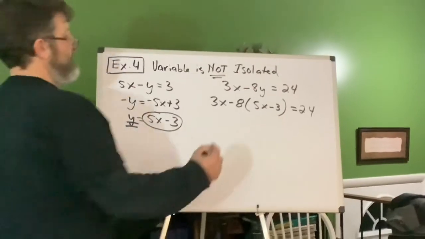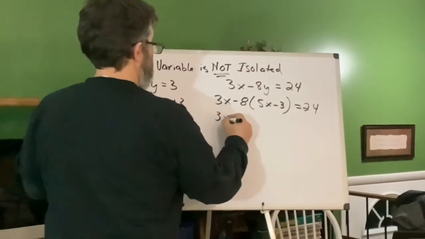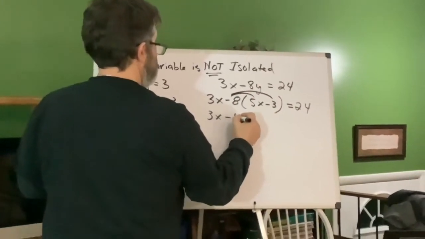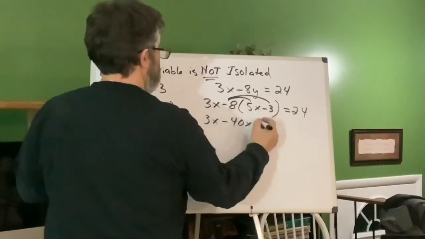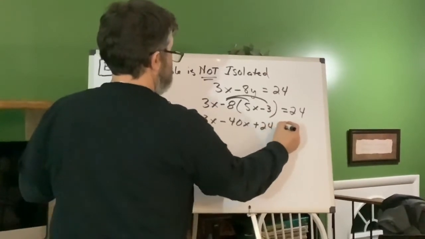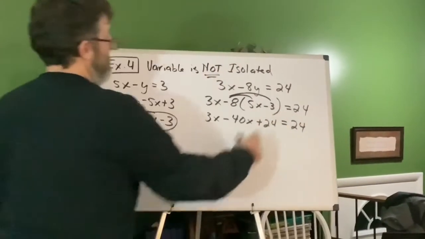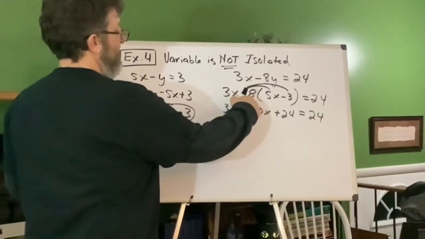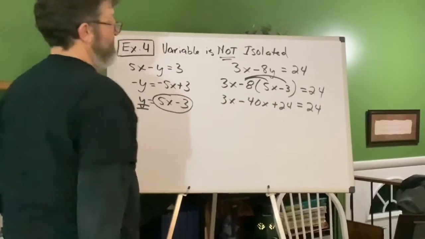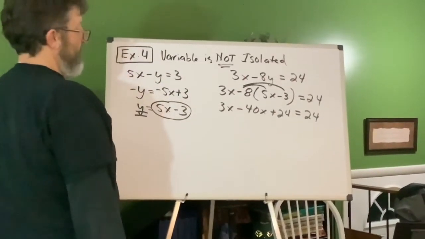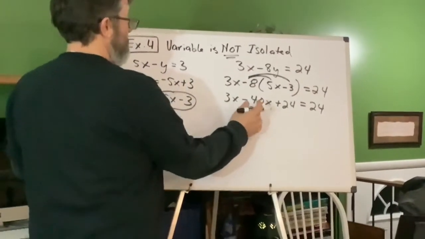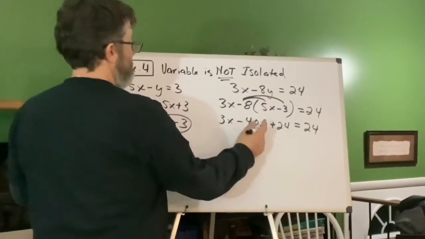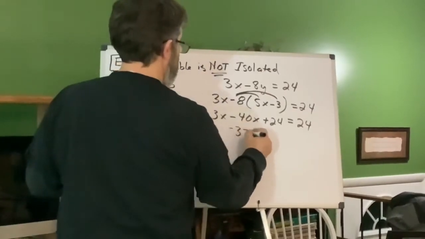All right, well, let's see what we got. We got 3x minus 40x plus 24. I bet if anybody made a mistake, that's probably where you made your mistake, right here. A negative 8 times a negative 3 is a positive 24. Okay? All right, so here we go. 3x minus 40x is negative 37x.